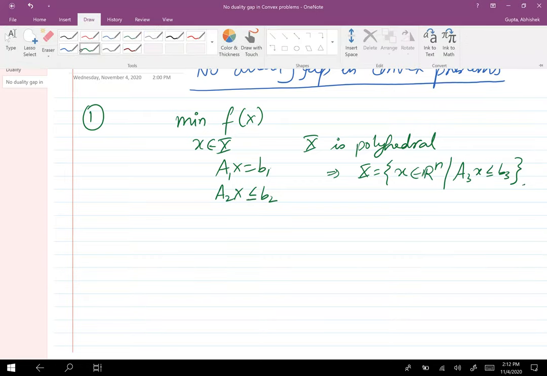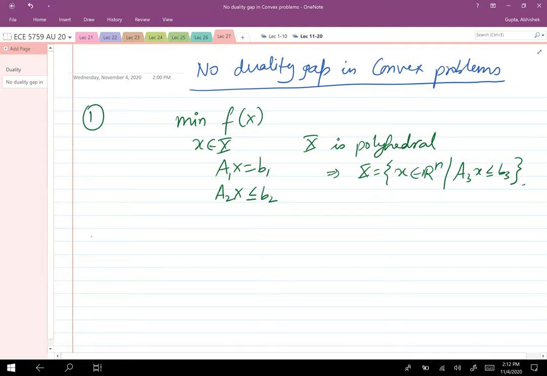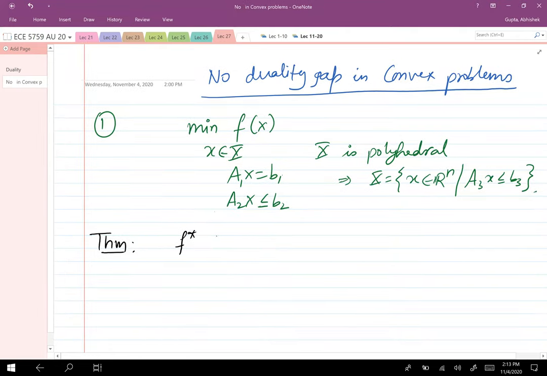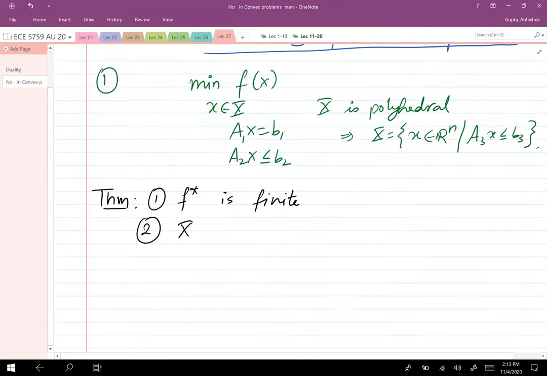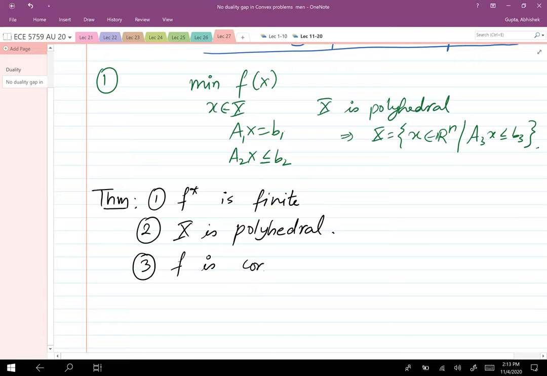The theorem is as follows. So f star is finite. There's a whole bunch of assumptions here. X is polyhedral. f is convex over R^n. And this is the most important point. f has to be globally convex, not just in the domain, in the feasible region, but in the entire space of real numbers or the Euclidean space.